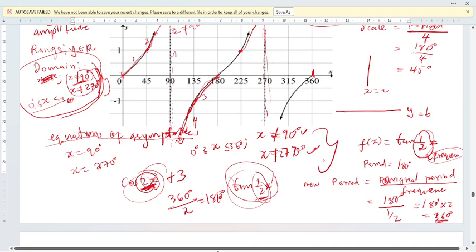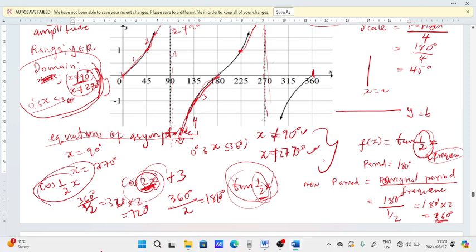Now when I say the period is 720, if I say cos of half of x, what will happen here? What is the period of the original graph? 360 degrees. Divided by what is the frequency? Divided by 1/2. Now what is this? That is the same as 360 degrees multiplied by 2. What is that? 720 degrees. Can you see what happened? Now we say the period of this graph is now 720 degrees. So it means in 720, that's when I will make a complete cycle.